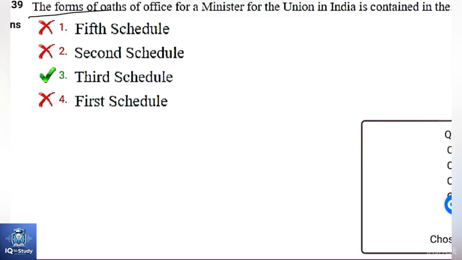The forms of oaths of office for a minister for the Union of India are contained in the 3rd schedule. Forms of oaths or affirmations for ministers, ministers of state, members of parliament, candidates and other important office holders of the country are contained in the 3rd schedule.